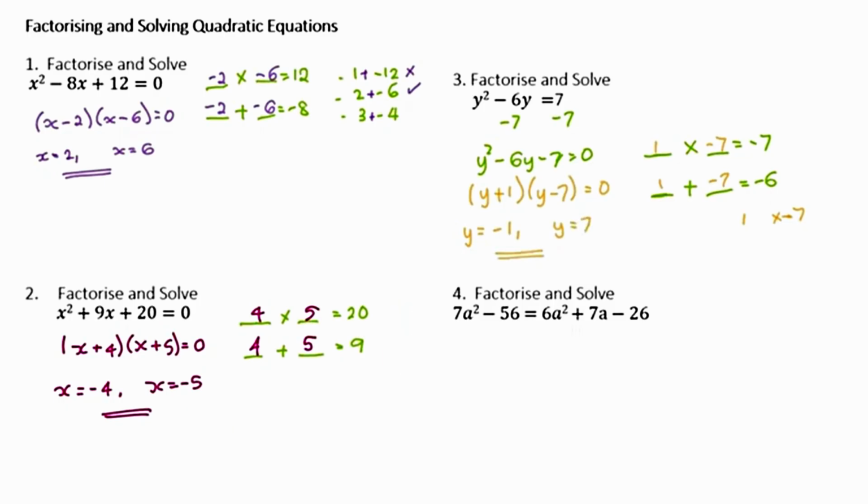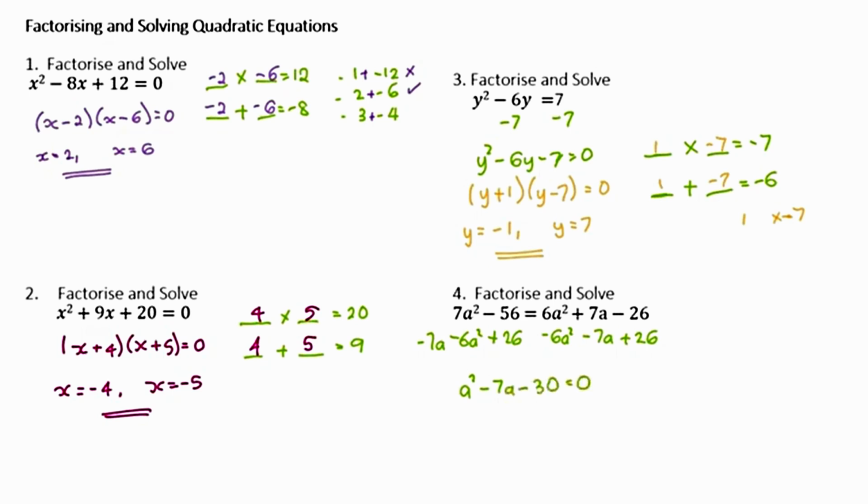For number 4, we also have to factorize and solve, but as we can see, this equation is not equal to 0. So in order to make it equal to 0, we can try and make the right-hand side equal to 0. So we're going to do the inverse of everything on the right-hand side. So we're going to minus 6a squared on both sides. We are going to minus 7a on both sides and plus 26. So 7a squared minus 6a squared gives us a squared. There is no a term on the left-hand side, so we're just going to write minus 7a. And minus 56 plus 26 gives us minus 30. And this is now all equal to 0.